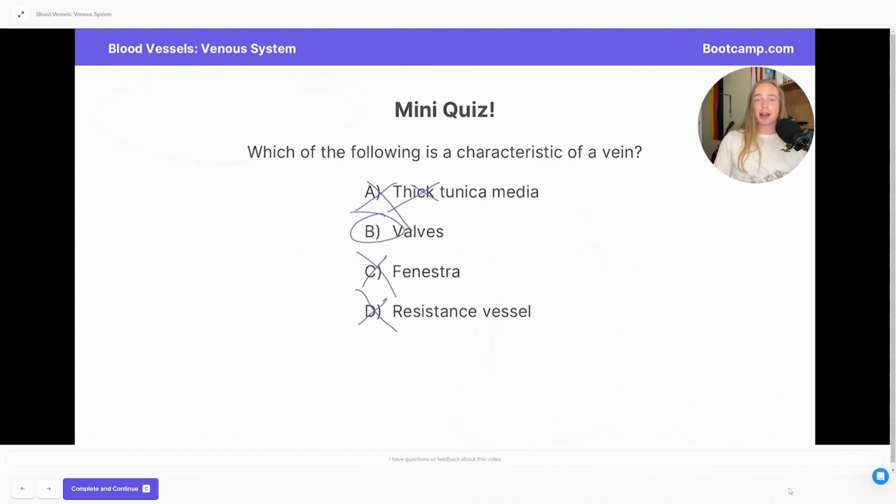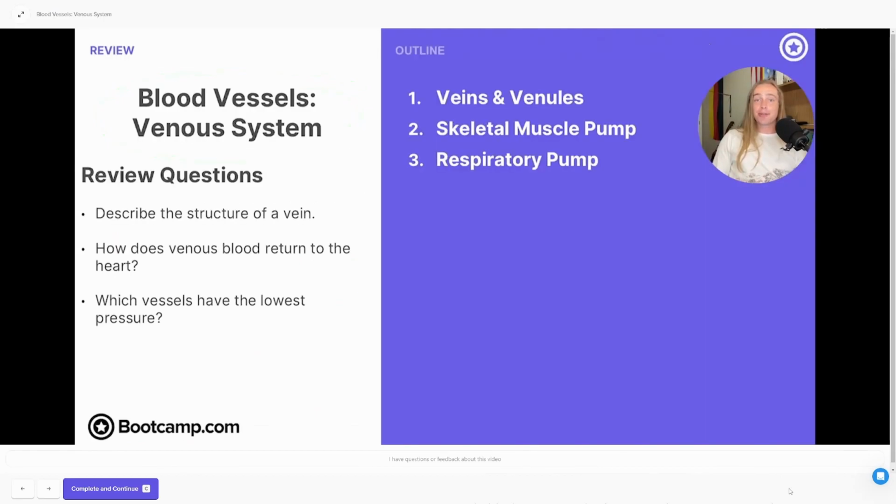Remember that medium-sized to large-sized venules utilize valves, as well as all veins. Now that we've had our mini quiz, let's go ahead and do a few review questions to see what you learned today. First, describe the structure of a vein. Second, how does venous blood return to the heart? And lastly, which vessels have the lowest pressure? If you can answer these, you're well on your way to success.